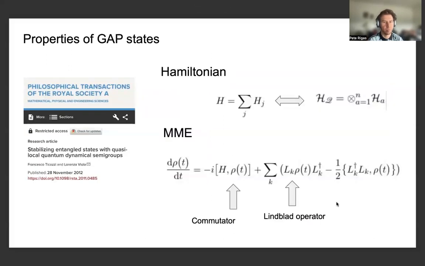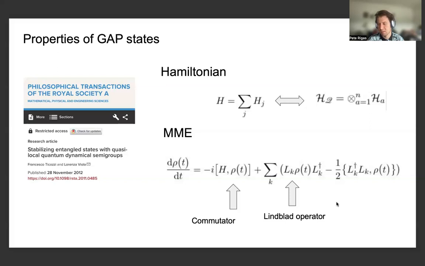So we'll need to be looking at properties of gap states, where gap again stands for globally asymptotically pure states. And for these types of states, or even for thermally stable states, we'll need to introduce a Hamiltonian. And this Hamiltonian that we have in the slide can be expressed in terms of a summation over J components. Alternatively, the Hamiltonian can be expressed as a tensor product over N components. And we'll also need a MME, which stands for a master Markov equation, which is given by a time derivative of some density rho of t.